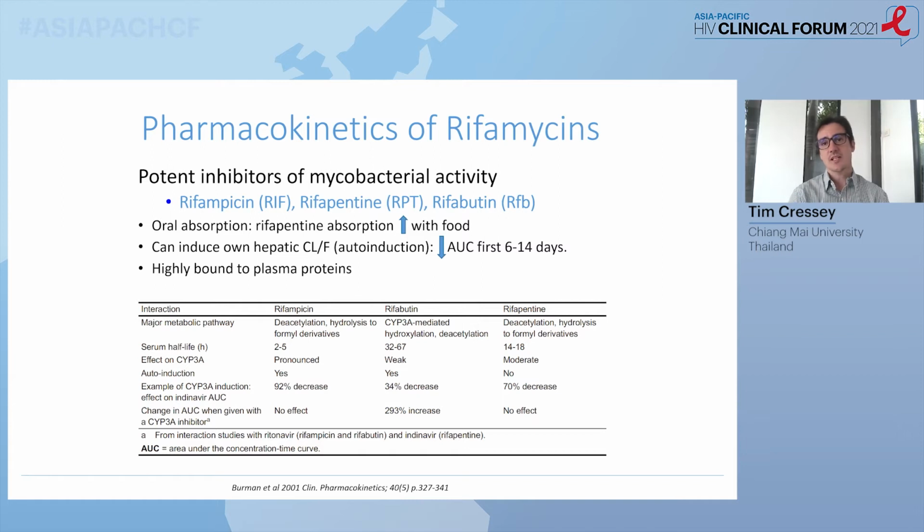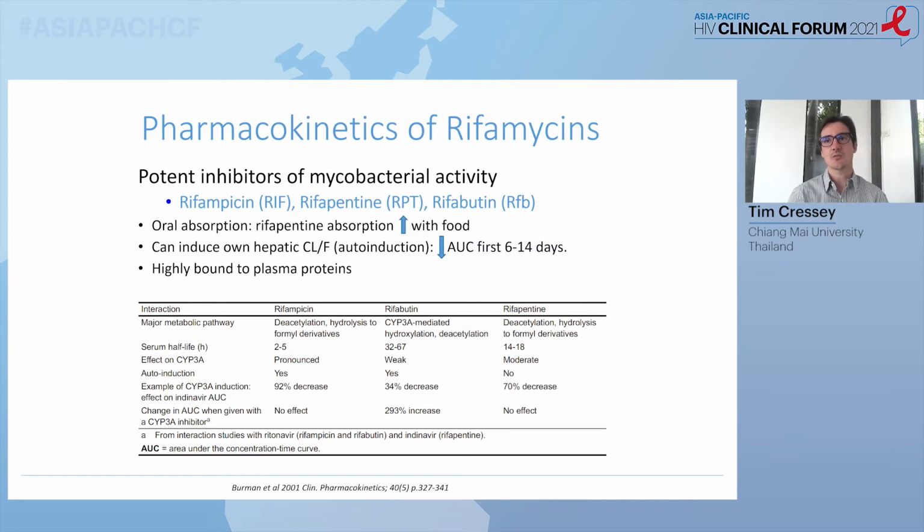In terms of the pharmacokinetics, I'm not going to go into too much detail, but there's a table showing some of their pharmacokinetic parameters here. You can see that rifampicin and rifapentine are metabolized by similar pathways, although rifapentine has a longer half-life. Their effect on cytochrome enzymes, which we're going to come on to in the next few slides, is slightly different. They are highly bound to plasma proteins, and interestingly, they do induce their own metabolism. So even after you start the treatment, after a few days, their own metabolism increases and can reduce their overall exposure.